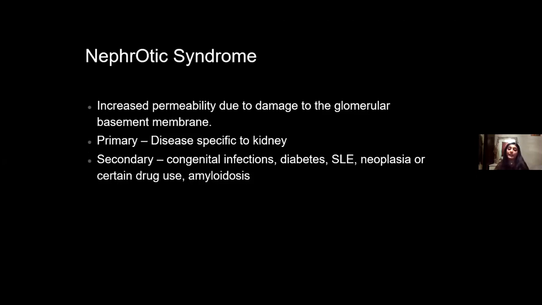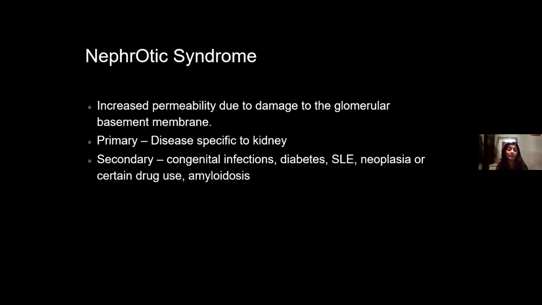So we have an increased permeability due to damage to the glomerular basement membrane. So why would this occur? It could be primary, due to a disease completely isolated to the kidneys, or it could be secondary, due to some other kind of process going on in the body that has now taken its toll on the kidneys.